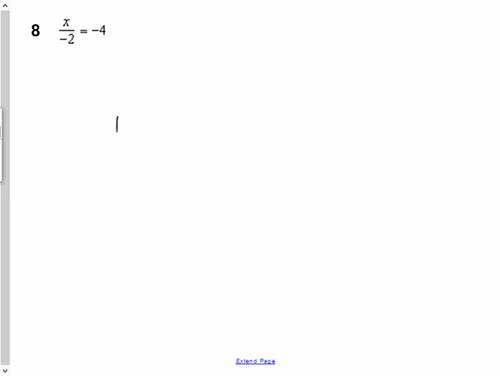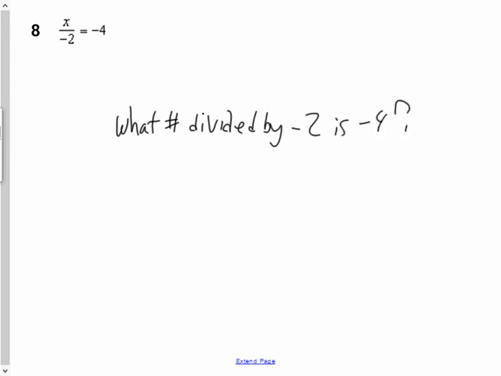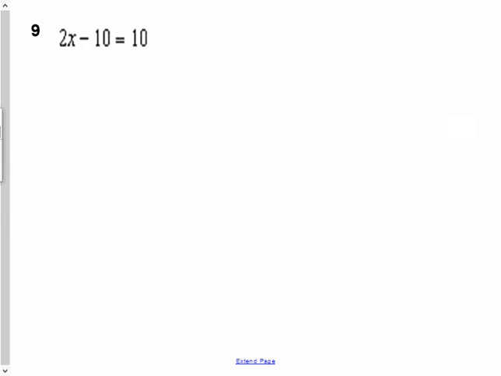Question 8, what number divided by negative 2 is negative 4? That's your question. Your answer, well, 8 divided by 4 is 2. Is it a positive 8 or a negative 8? It's a positive 8 divided by a negative 2 equals a negative 4. So your answer is x equals 8. And your last question, 2 times what number?